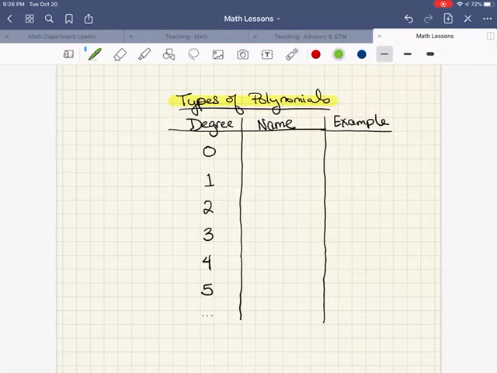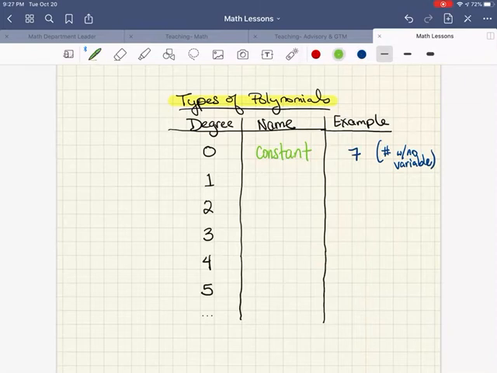So if it's got a degree of 0, we kind of just saw that. That is called a constant. Okay. And an example of that would be 7. So it's a number with no variable. You'll notice I tend to write in shorthand a lot. If you don't know what something means, just ask.